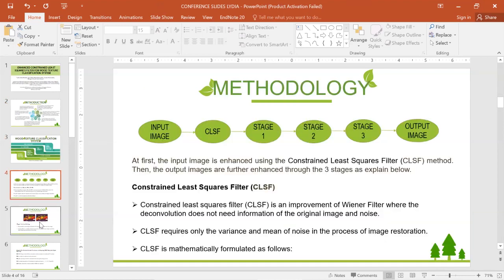Methodology. At first, the input image is enhanced using the constraint least square filter method, and the output images are further enhanced through the 3 stages as explained below. The first stage is constraint least square, an improvement of the linear filter where the deconvolution does not need information of the original image and noise. CLSF requires only the variance and the mean of the noise in the process of image restoration. CLSF is mathematically formulated as follows.